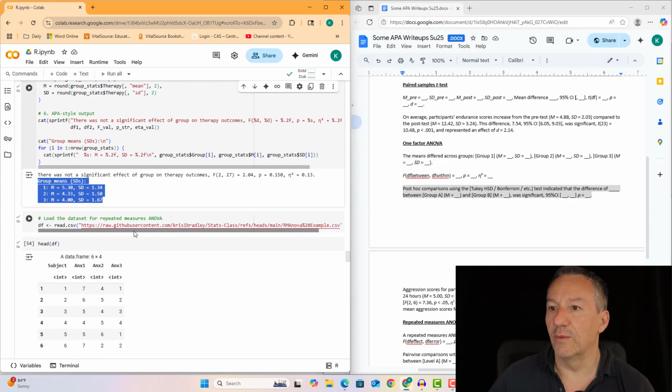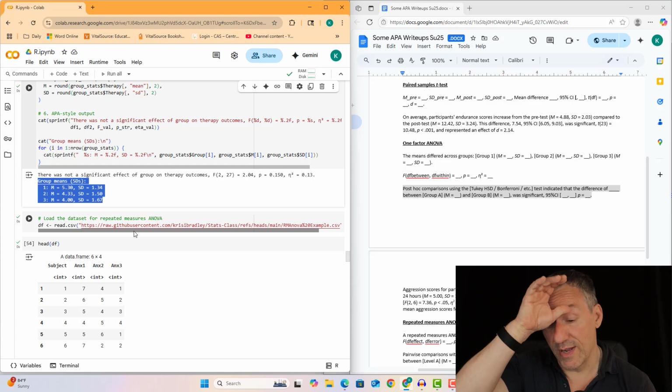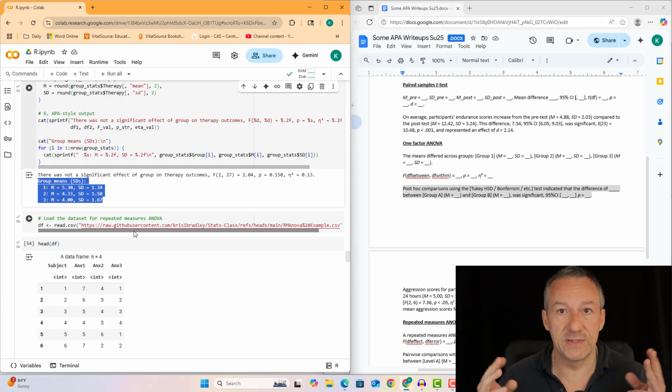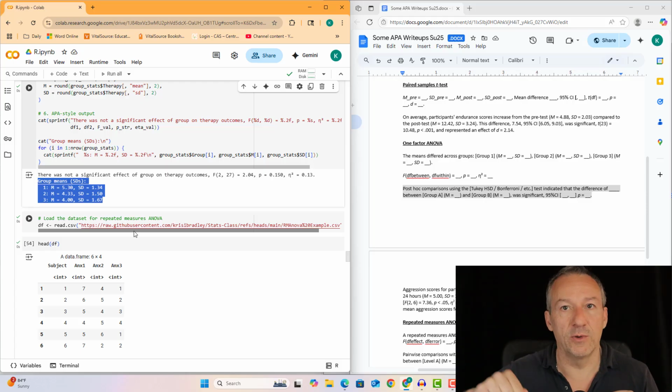All right, moving right along. So we had the one-way ANOVA. With the one-way ANOVA, it's 3 different groups, and each person is independent of each other. You're in group 1 or group 2 or group 3, you're not in both 1 and 2. With the repeated measures ANOVA, it's the same person that's being run through multiple conditions. So it's like the paired samples, but instead of having just 2, we have 3 or more. So maybe time period 1, time period 2, time period 3.